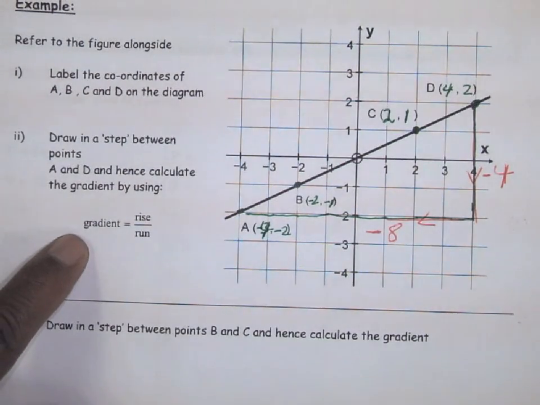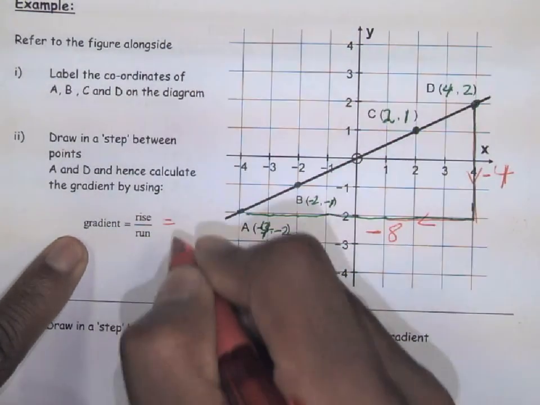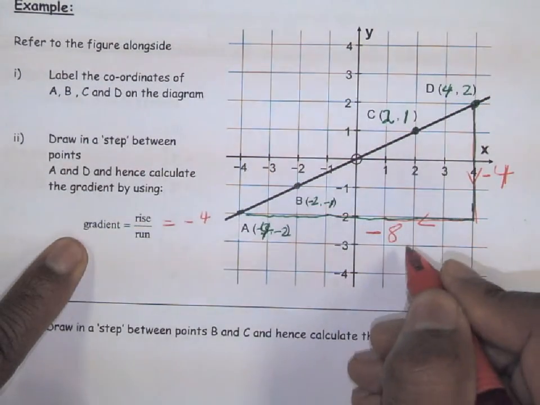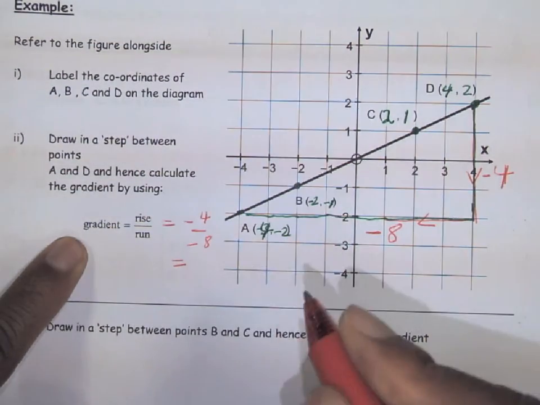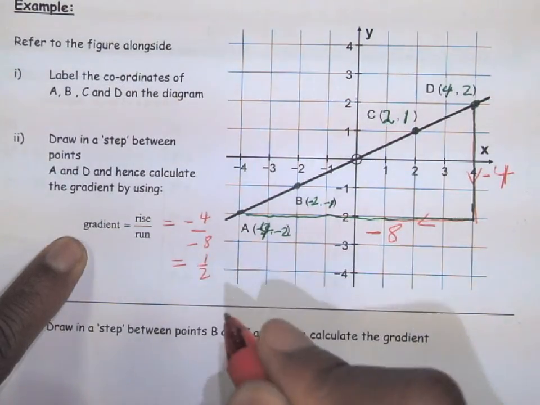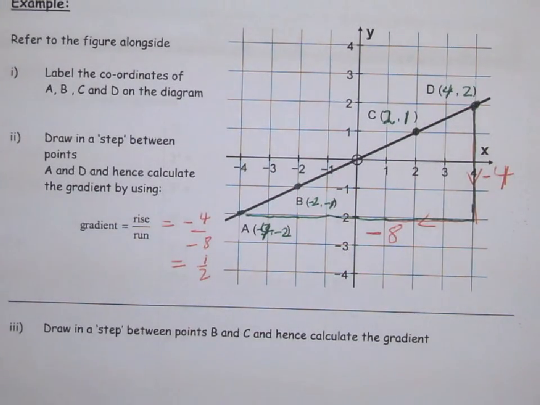Then what is our gradient? Our rise is minus 4. Our run is minus 8. So our gradient is a half. So the gradient of this line is a half. Okay, so you can do the same thing.